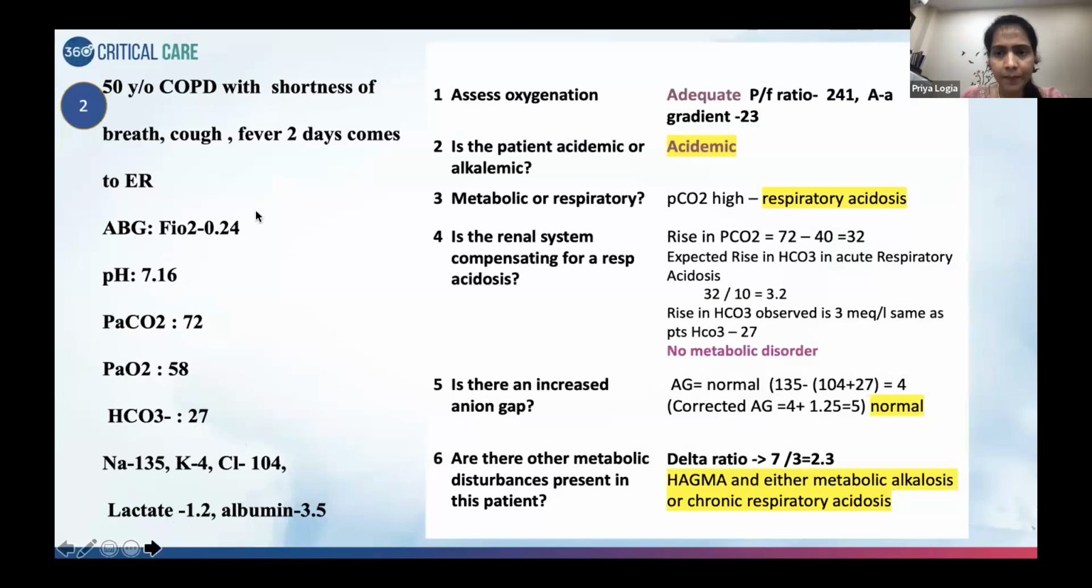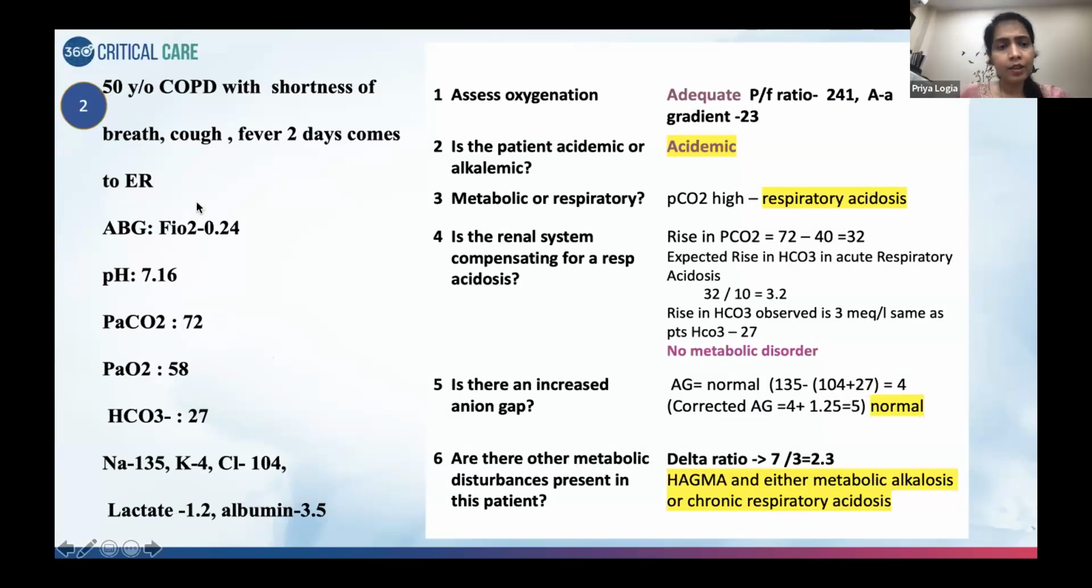So it's obviously validity. Mention step by step: check the validity, PF ratio, AA gradient, and then the AA gradient is obviously increased. This is acidemia, and then PCO2 is increased. So pH and PCO2 are in opposite directions. So this is respiratory acidosis.